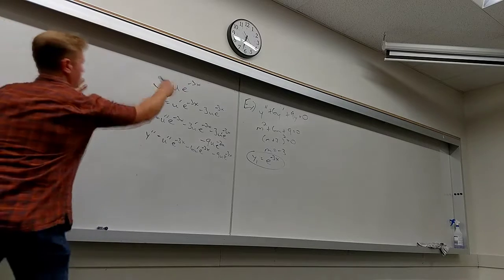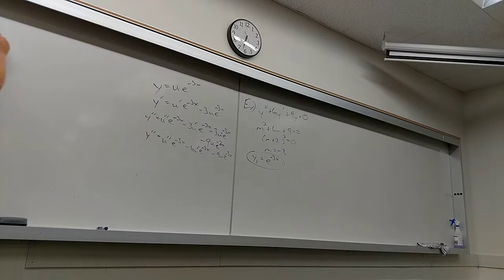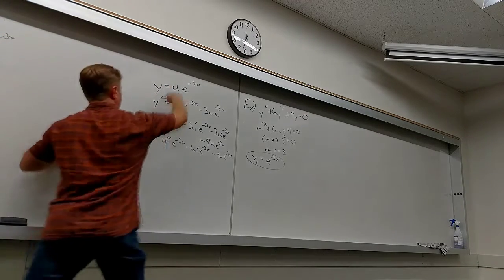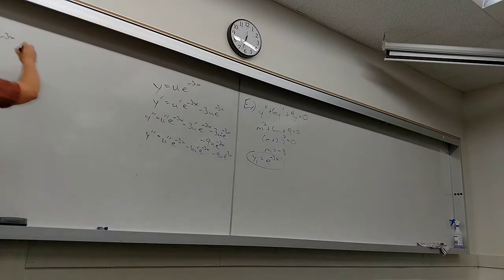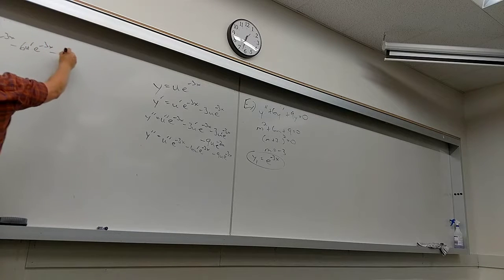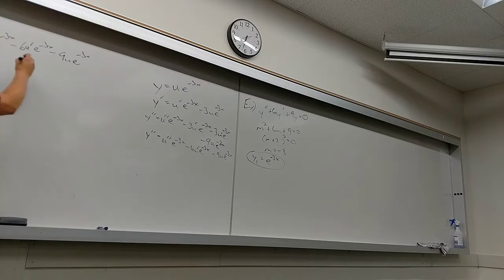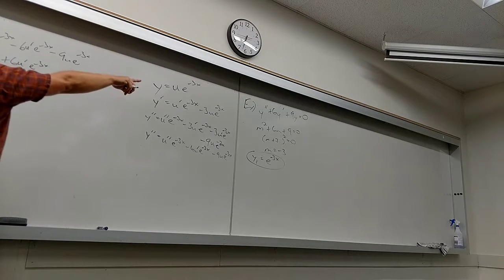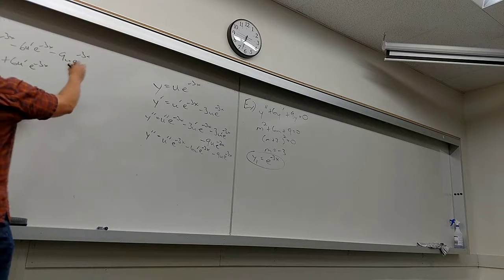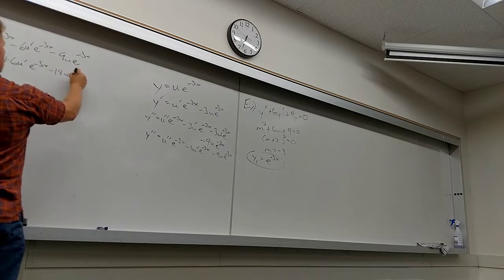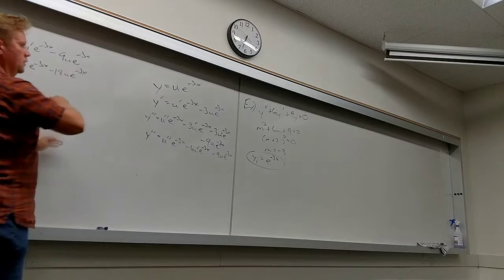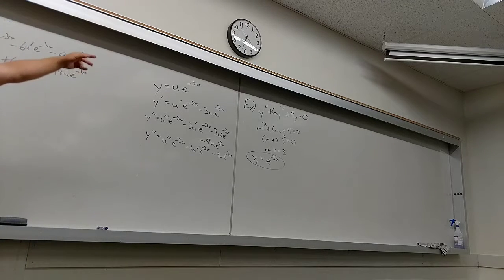So what do we get when we replace everything? I'm now going to replace all these into my problem. We get u double prime e to the negative 3x minus 6u prime e to the negative 3x plus 9u e to the negative 3x. Then I get plus 6y prime, so I get plus 6u prime minus 18. Is that cool so far? You guys see what's happening?